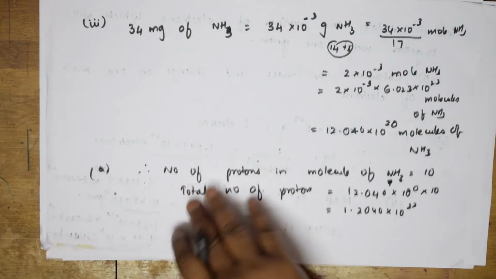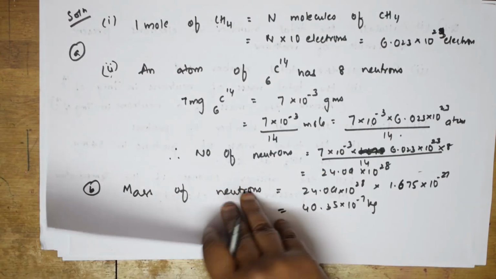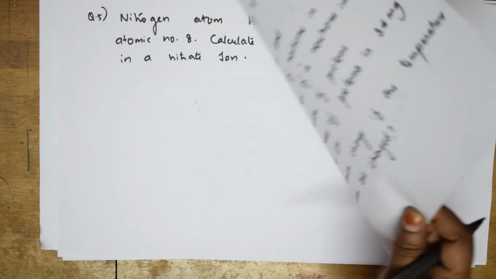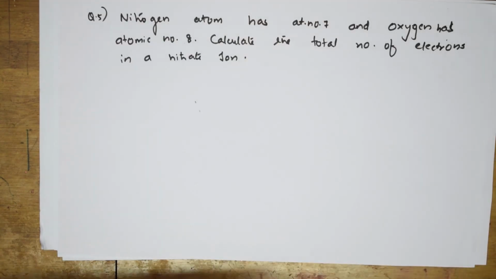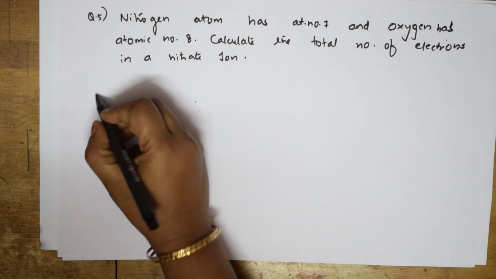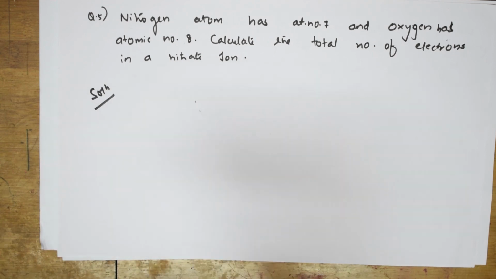Let me take out this page. This page is also over. Now let me do the fifth sum. So here in the fifth sum, what did they give us? They've given me that the nitrogen atom has atomic number 7 and the oxygen atom has atomic number 8. Calculate the total number of electrons in the nitrate ion.